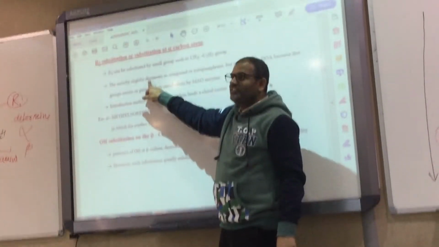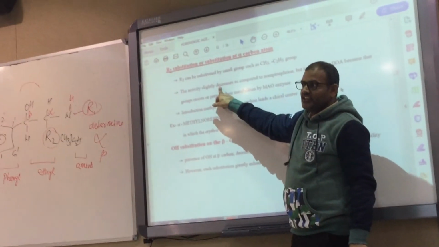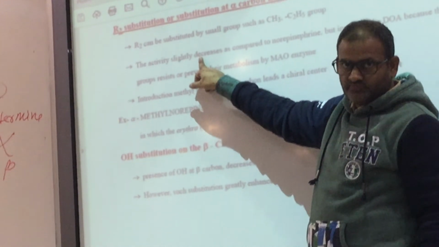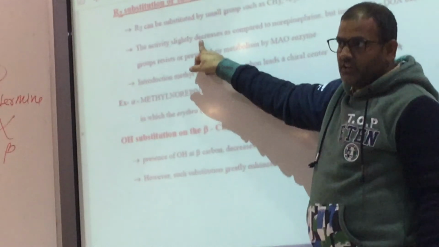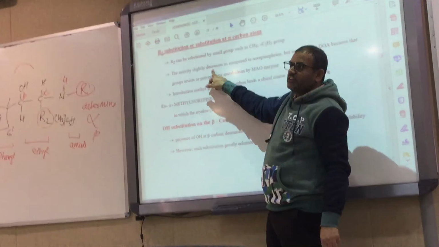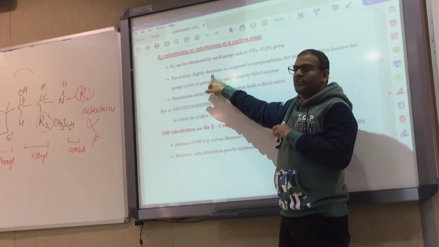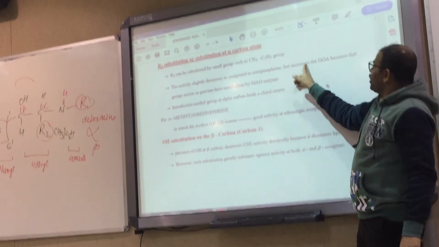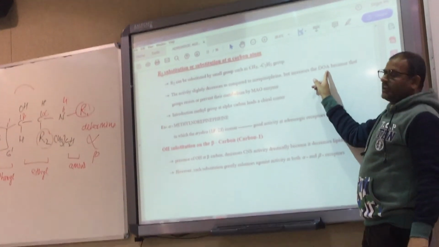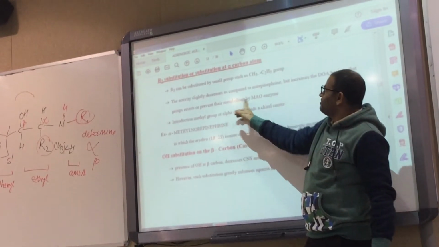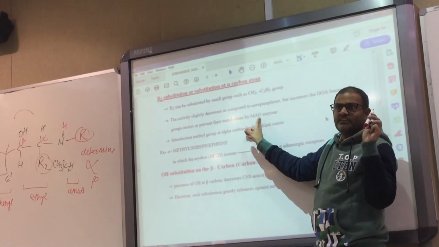Right here it says decrease. Oh, big mistake, very big mistake. Mehdi, this is your duty, please. Right here, decrease should be increase. It's slide number 11. The activity slightly increases. This is my fault, sorry. It increases as compared to the parent compound because the duration of action increases, because those groups resist or prevent metabolism.